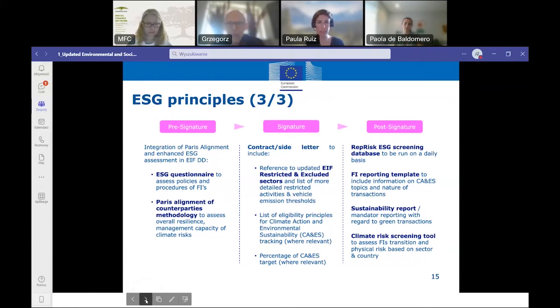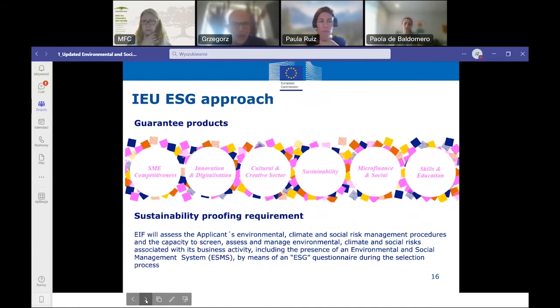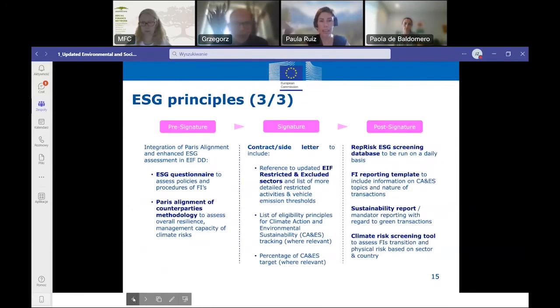Next slide, please. Yes. So Paula, if I could ask, for a microfinance institution, could you again say which of these principles would apply to MFIs, since they are small institutions? You mentioned... Yes, so not necessarily. All these apply except for the Paris alignment of counterparties.